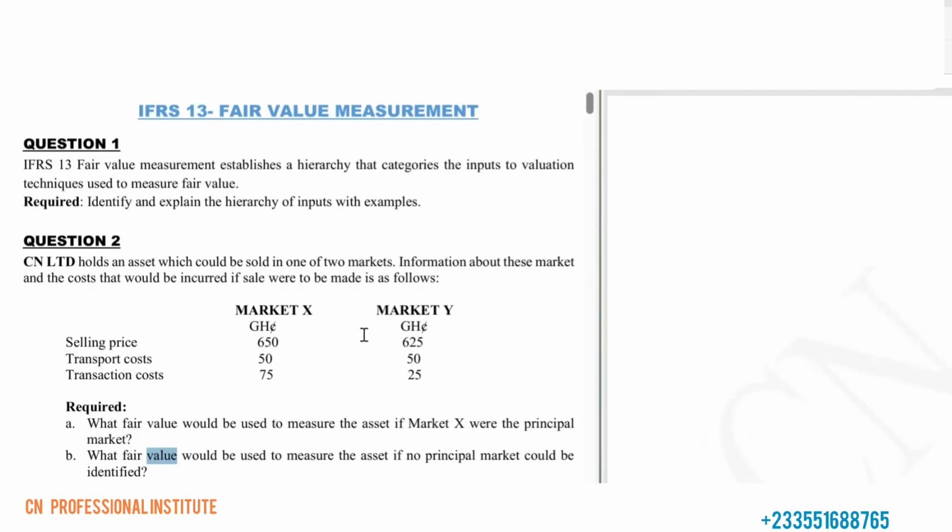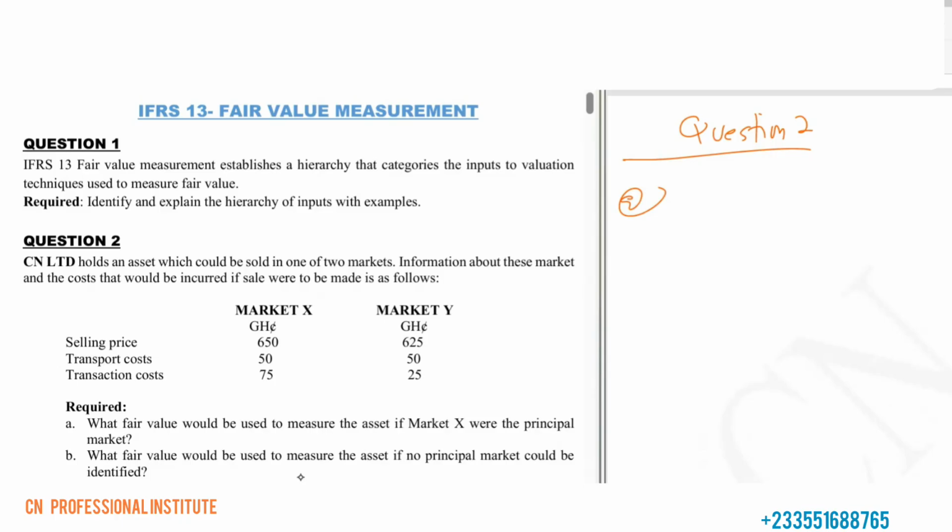Let's look at the requirement. The first requirement is, what fair value would be used to measure the asset if market X were the principal market? And B, what fair value would be used to measure the asset if no principal market could be identified? So let's start. Question 2A is saying that market X is the principal market.